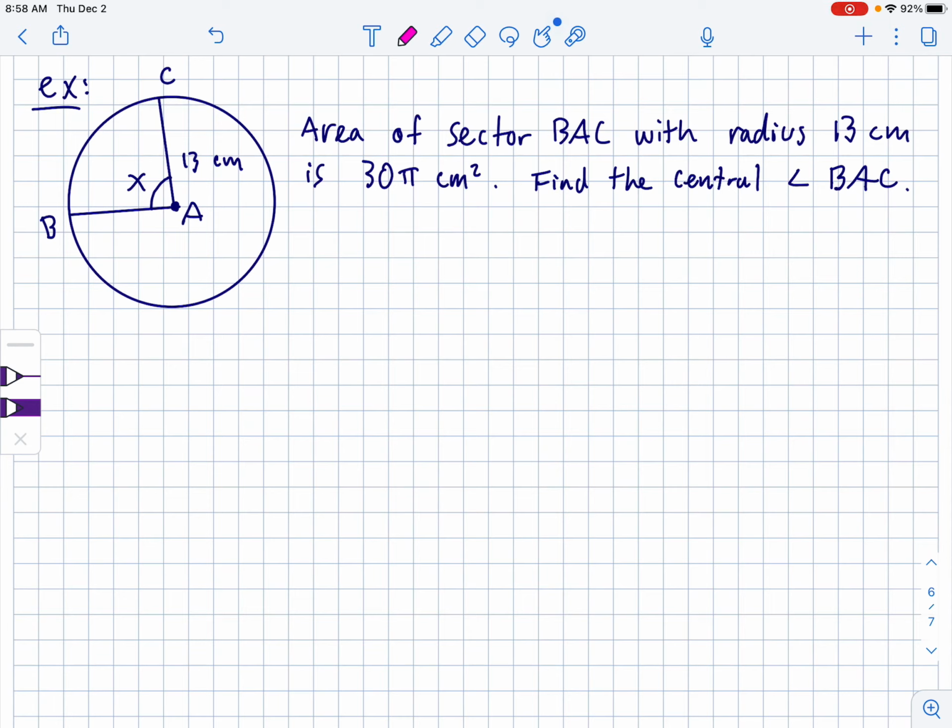Next one, working backwards a little bit. They give us the area and we need to find the central angle. So the area is 30 pi. And then it's theta pi r squared, so we don't know the theta. Pi, we do know the radius, 13 squared, all over 360.